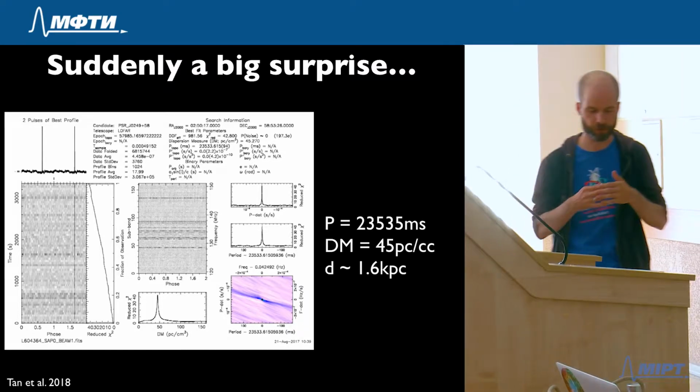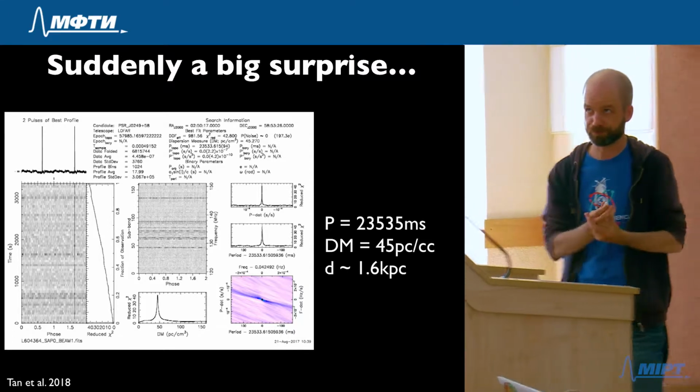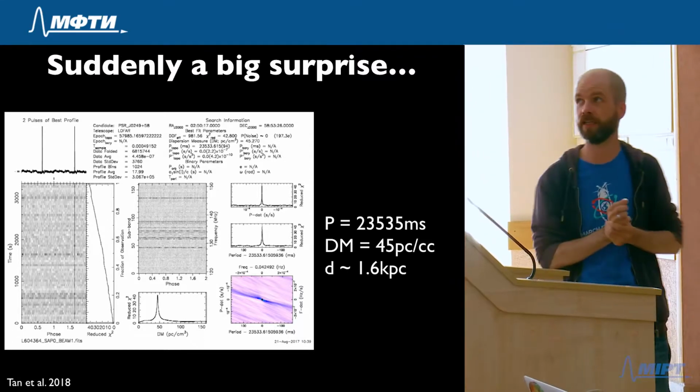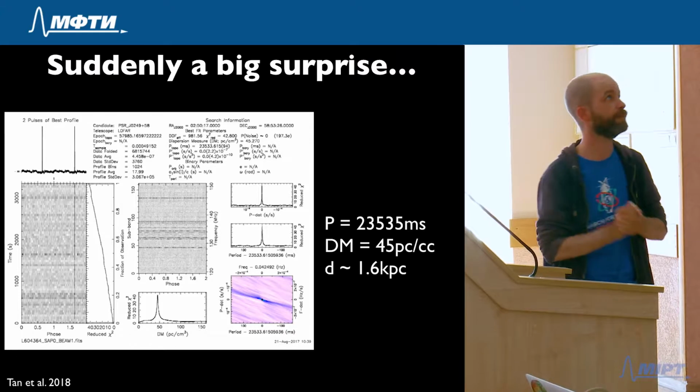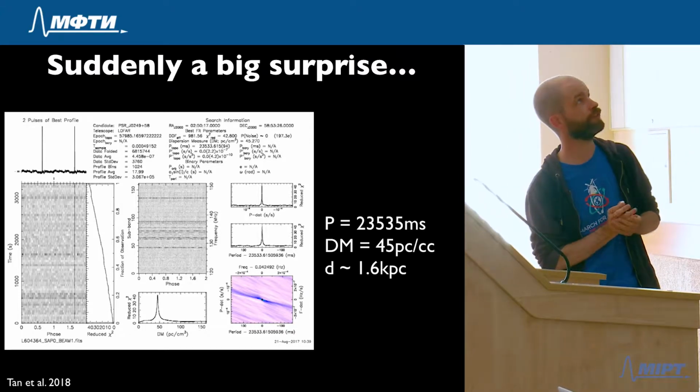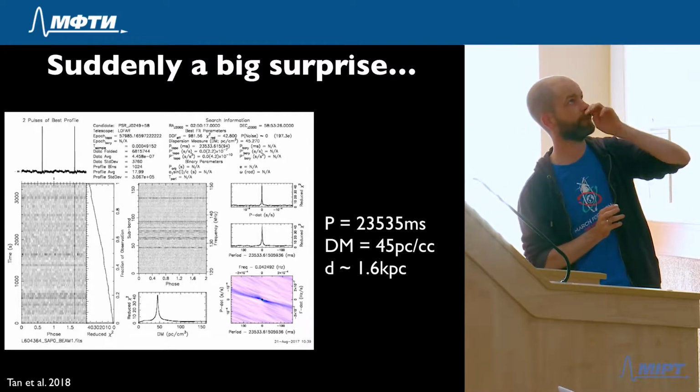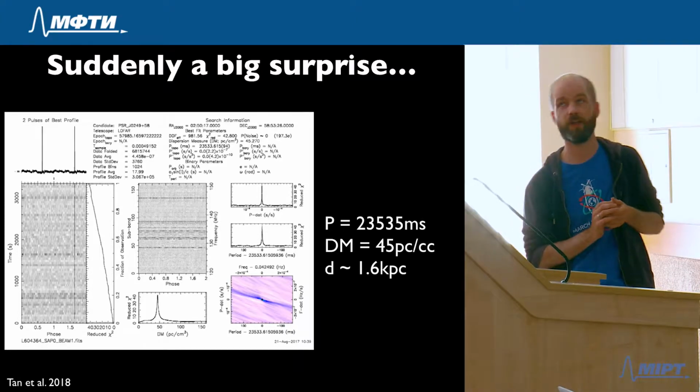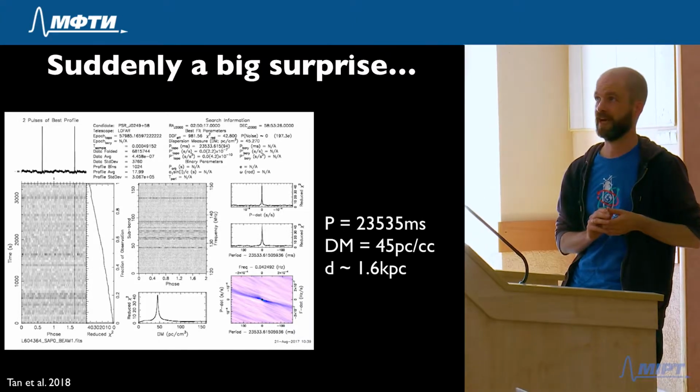So as I told you already, we've been doing this large survey with LOFAR looking for very fast spinning neutron stars to try and limit the radius of neutron stars. In the process of that, we came across something really unexpected as well. We found a radio pulsar that's spinning at 23.5 seconds.